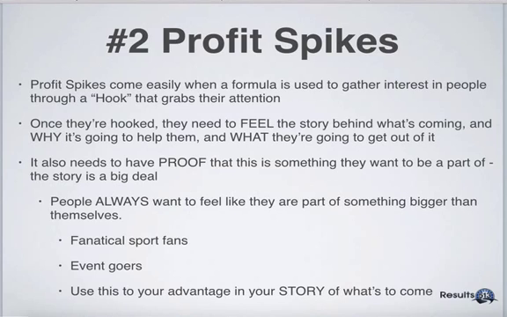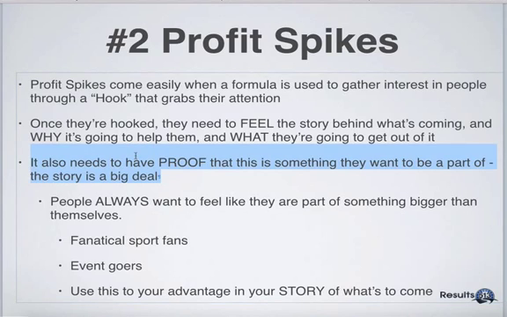So here's the deal. For these profit spikes, for this launch formula that we're going to talk about to work, they need to have proof that this is something they want to be a part of. So that's why this story is a really big deal, and that's why I'm starting with it. I'm going to get to those specifics on the sequencing, but you've got to understand why this actually works to be able to implement the sequence correctly, all right?